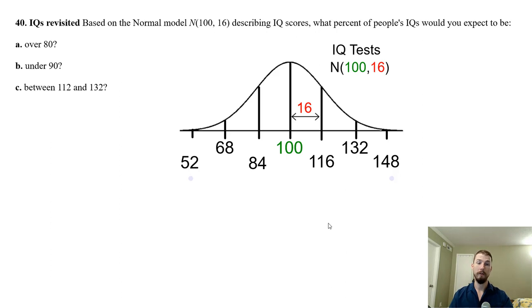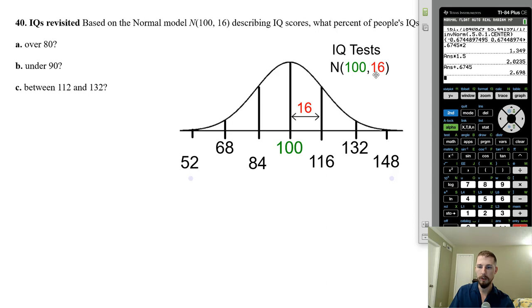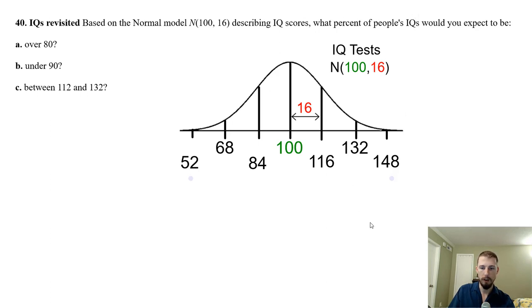Let's look at number 40. IQs revisited. Based on the normal model centered at 100 and standard deviation of 16, describe the IQ scores. What percent of people's IQs would you expect to be over 80? So they give us the model. It's going to be centered at 100, standard deviation of 16. This is graphically what that would look like. We want to find what percent are over 80. So we're going to 80, but it's going to be over 80, so that's going to be something that looks like this.